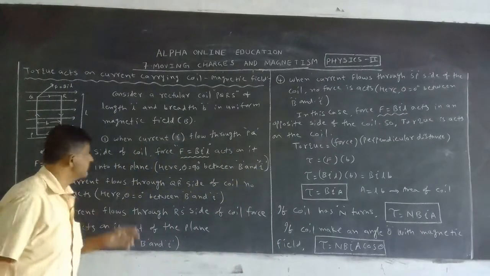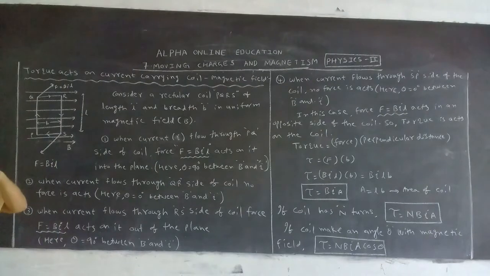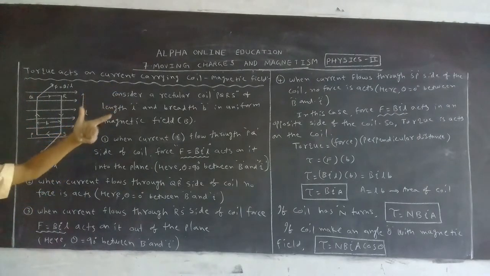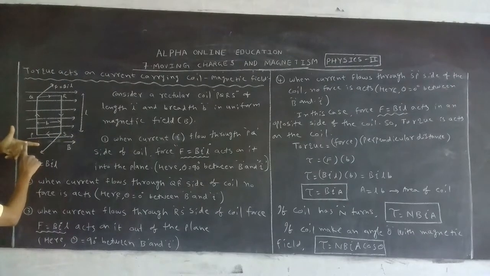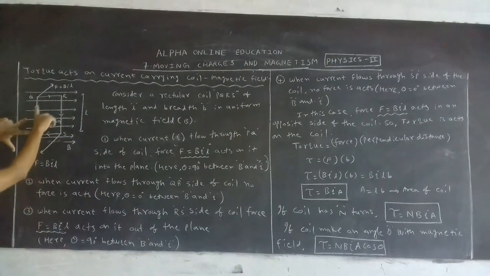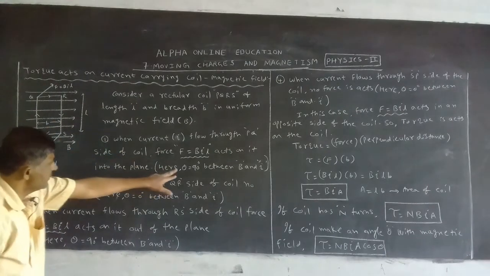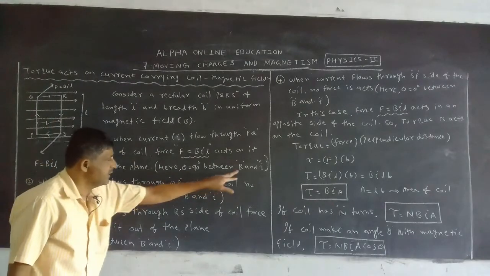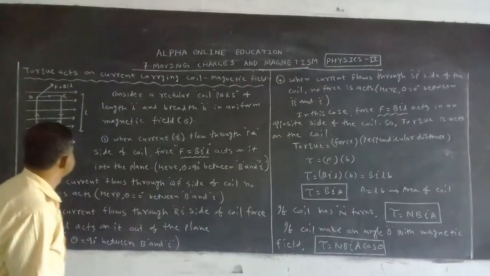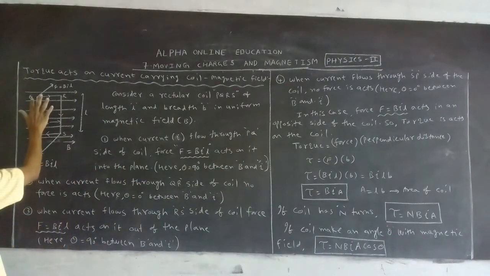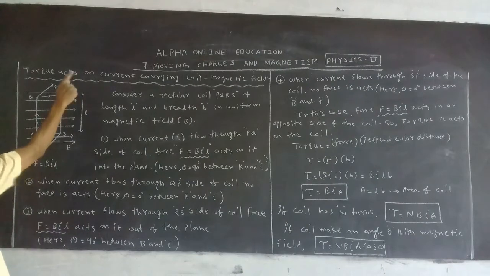Now let us see. This is the magnetic field. Current flows. By Fleming's left hand rule, this is the magnetic field, this is the current, then the force acts into the plane. Next, here theta is 90 degrees between B and I. When current flows in this direction, force acts in this direction.